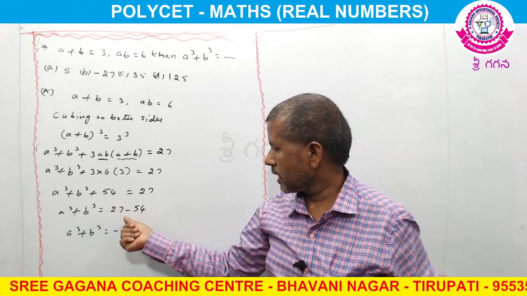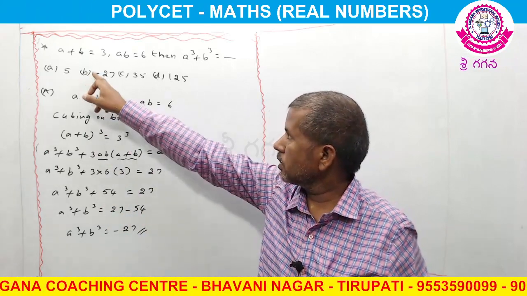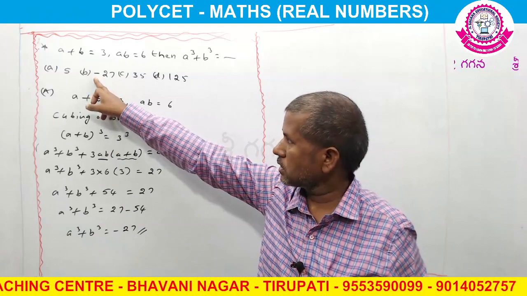The big number has the minus sign, so minus 27. The answer will be minus 27. Minus 27 is the answer.